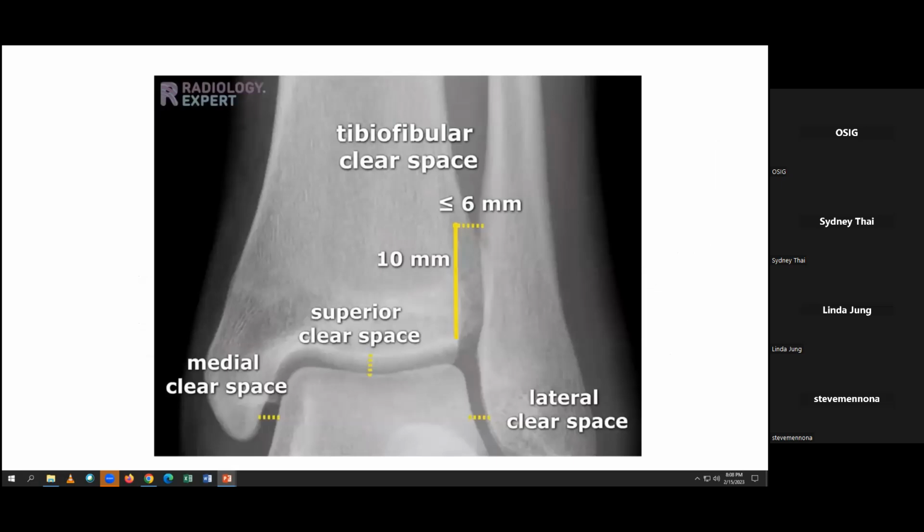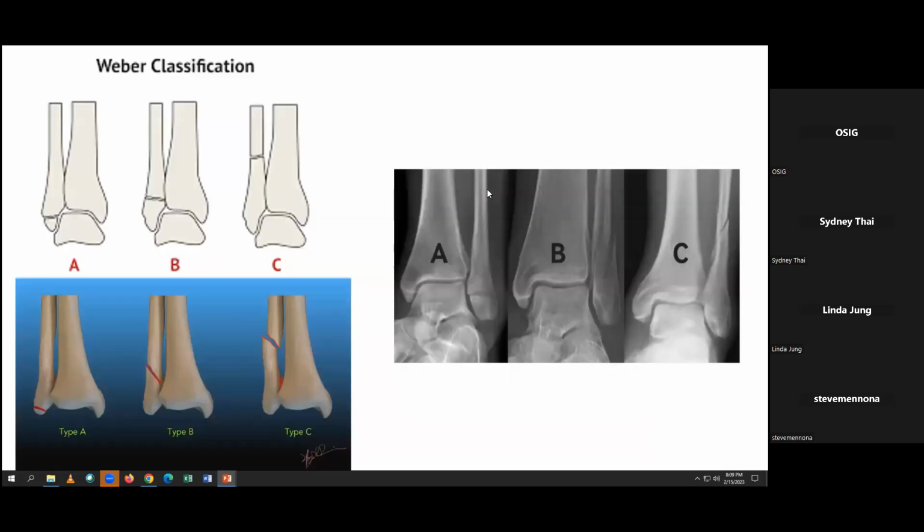These are just some parameters you can look at for displacement. Like I said, that mortise view is super important. The medial clear space is what we use a lot. If it's bigger than, usually we use 5 millimeters, that usually means the talus is unstable. You can also look at the tibiofibular space, which is up here. It's usually measured 1 centimeter above the joint. If it's less than 6 millimeters, then that's normal. If it's greater than 6 millimeters, you have a problem.